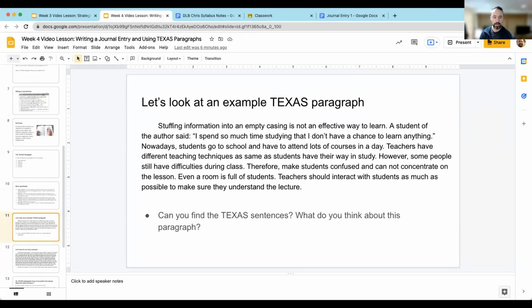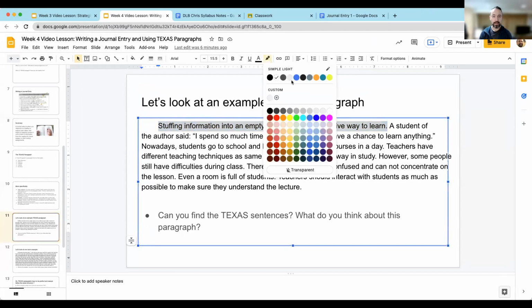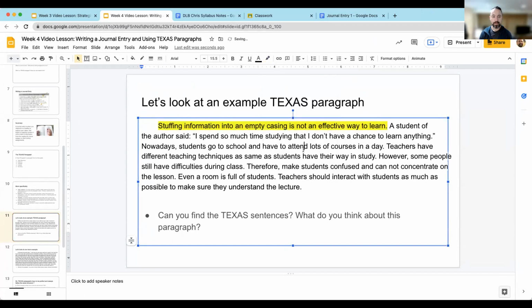So this person says, stuffing information into an empty casing is not an effective way to learn. That's a pretty clear topic sentence, isn't it? It helps us see that the student is going to talk about this idea in their paragraph, that just forcing students to learn information and stuffing it into them as if they are a container is not helpful.